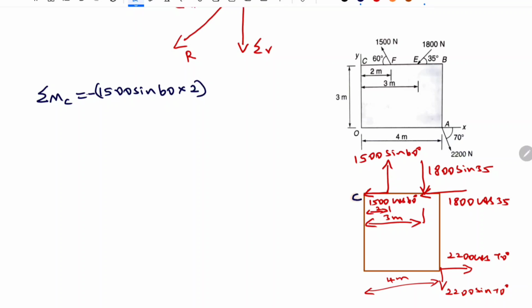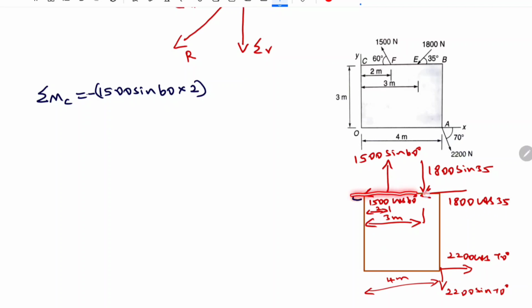Now coming to 1500 cos 60, this is acting along this line of action and there is no perpendicular distance between this force and the point C, so it is considered as 0. Now coming to the 1800 cos 35.